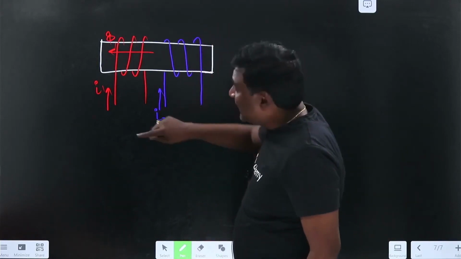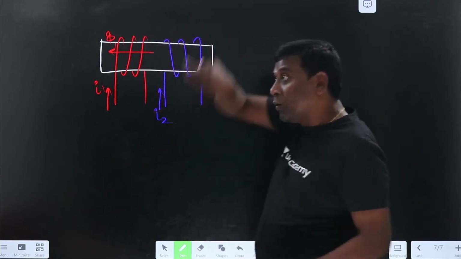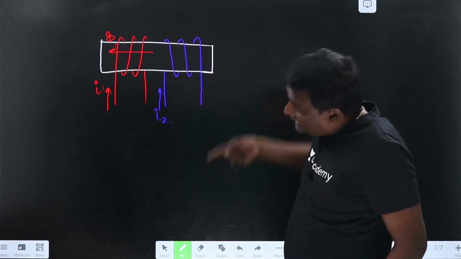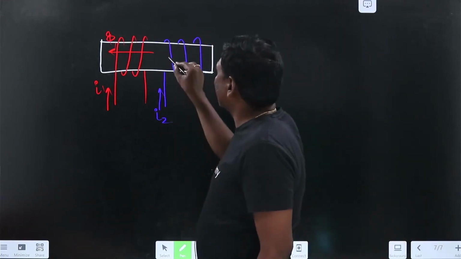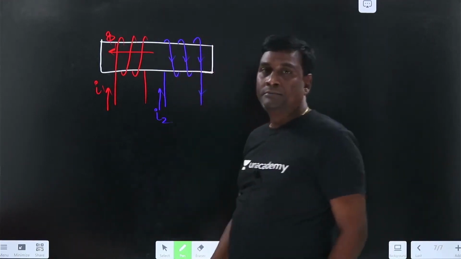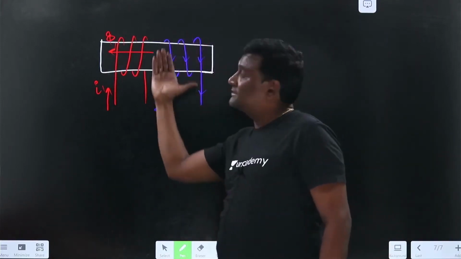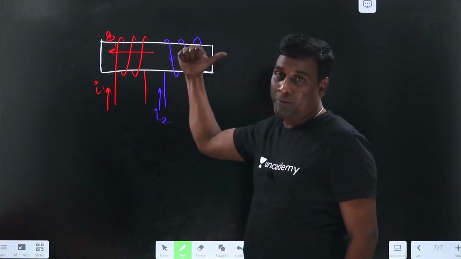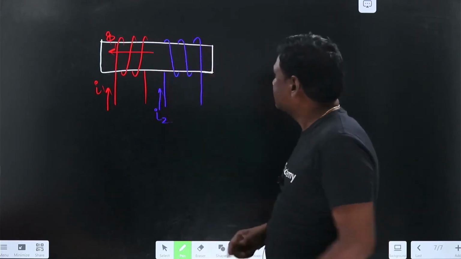Because if you sense the direction of the winding, it is wound like this, it is wound like this. So if I2 is like this, my current is going to be like this, meaning that my flux is going to be in this direction. See here, my currents are like this, my flux is going to be in this direction.